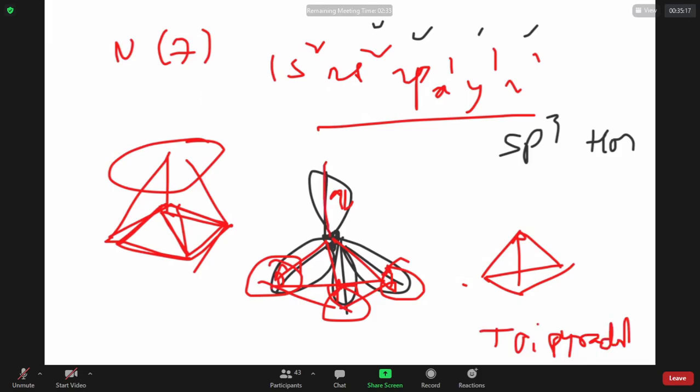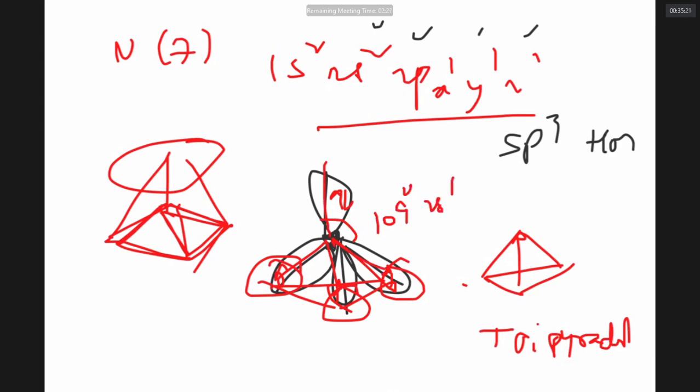Normally, this angle is supposed to be 109 degrees 28 minutes. But because there is a lone pair which occupies more space, these bond pairs come closer. So this angle is less than 109 degrees 28 minutes. In ammonia, the H-N-H bond angle is compressed to 107 degrees because the lone pair is occupying more space. Because lone pair-bond pair repulsions are more than bond pair-bond pair repulsions. Do we know this, sir?